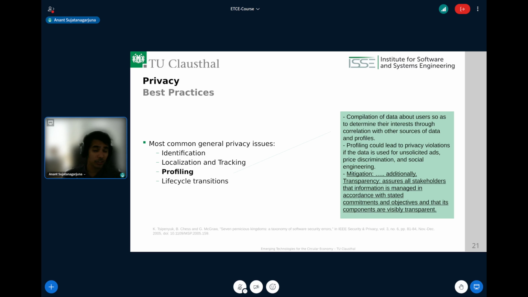To mitigate this, in addition to all the different mitigation strategies for privacy that we've talked about, you additionally need to have transparency. So all stakeholders, mostly the users, need to know how your information is being managed and in accordance to what commitments and objectives. So if a website is doing profiling, then they really need to state that they're doing so. And sometimes it's very hard to figure out unless you read 30 pages of privacy documents. So it isn't that great right now for profiling.